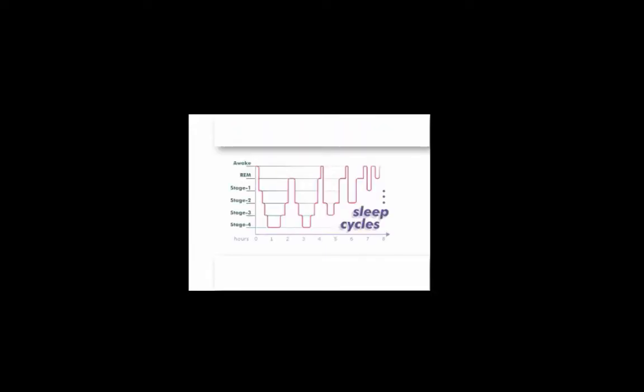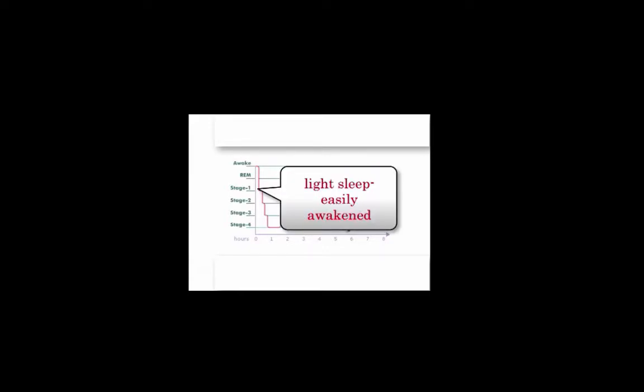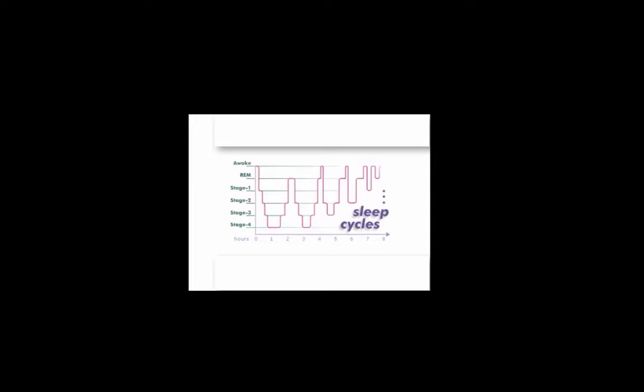There are a number of different diagrams looking at the different stages of sleep. This is just one that I chose for our class. Let me go through these with you. Stage 1 is very light sleep. As a matter of fact, during stage 1, you may not even know that you're asleep. You're easily awakened, you may be jolted, and again, you might not even realize you're asleep.